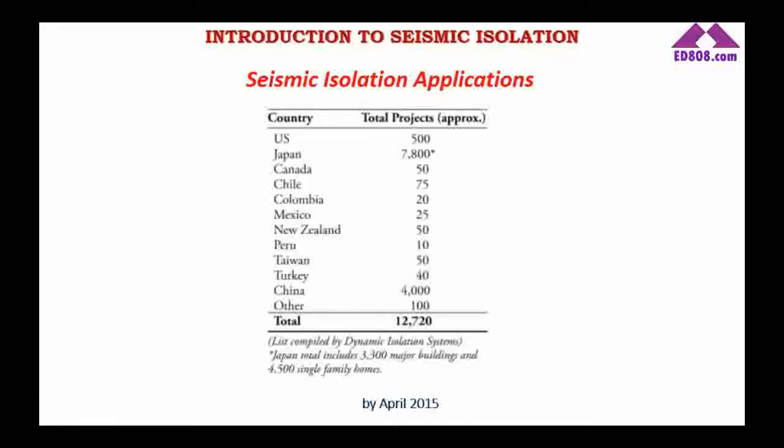By April 2015, this was the total isolated building projects all over the world. So here in the ranking, Turkey is there, but right now it is more. The largest again is Japan with 7,800 buildings. Then China, then United States, and it goes on.